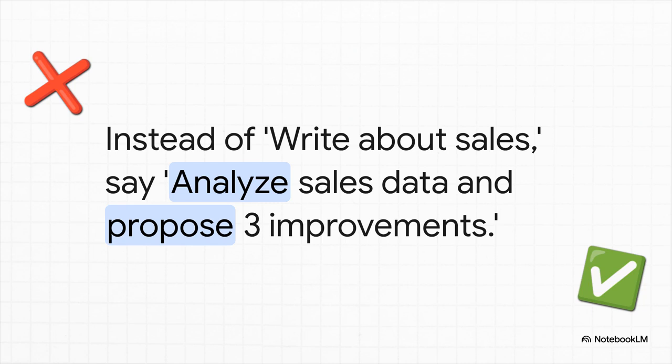Don't just say, write about sales. Instead, tell the AI exactly what you want it to produce. Something like, give me 5 ideas for a blog post. Or draft a 60-second script for a video. Or suggest 3 Instagram posts. And make sure each one has a call to action. You see? The more specific, the better.